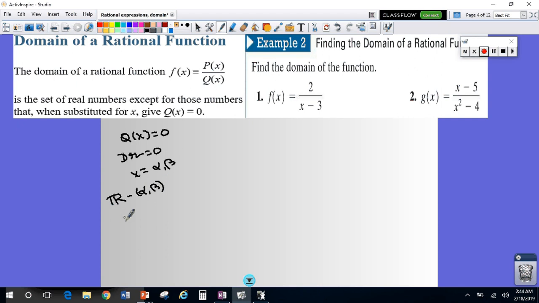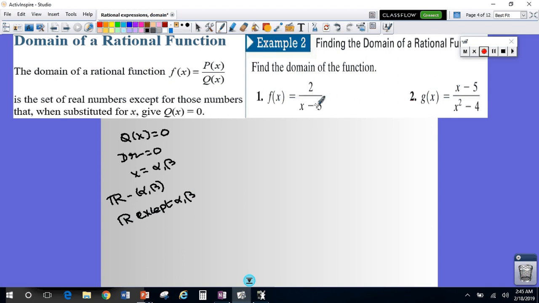Or else you can write this as the set of all real numbers except alpha and beta. It means from the set of all real numbers, you just take away alpha and beta, and that gives you your domain. So it's very simple, right?